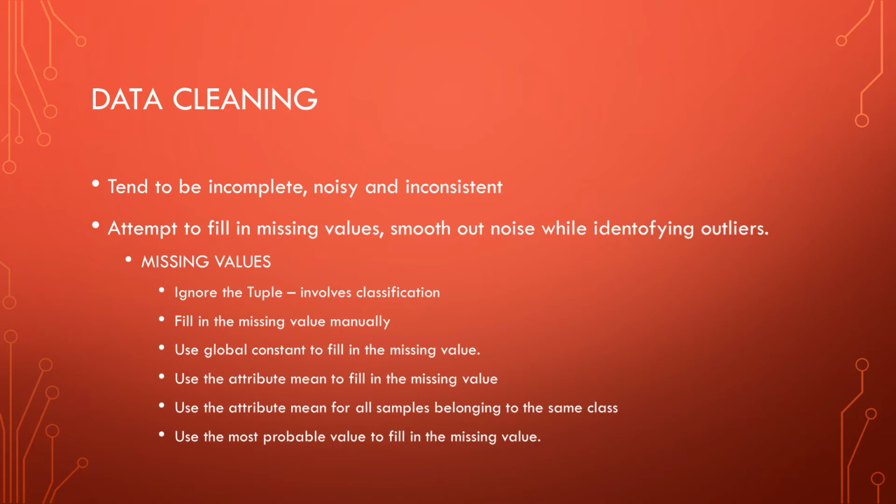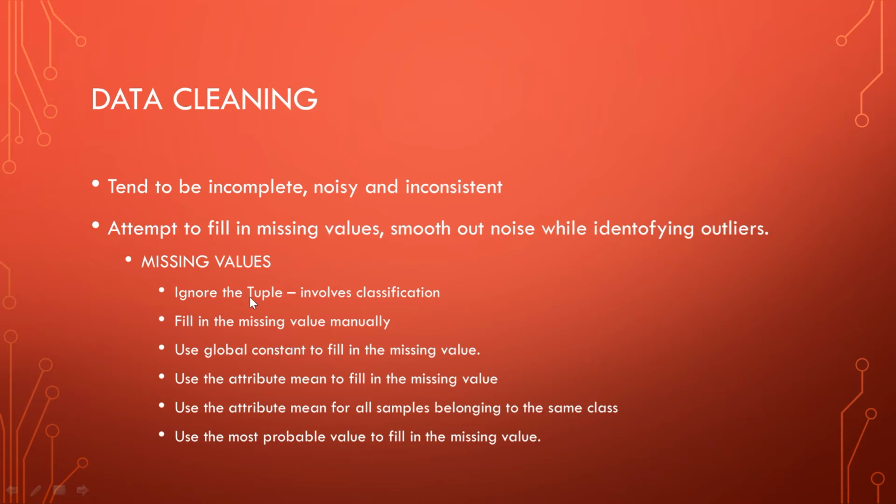So we have different ways of handling missing values. Let us imagine that you need to analyze all electronics sales and customer data. You note that many tuples have no recorded value for several attributes, such as customer income. So how can you go about filling in the missing values for the attribute? Let's look at the following methods. Number one is ignoring the tuple.